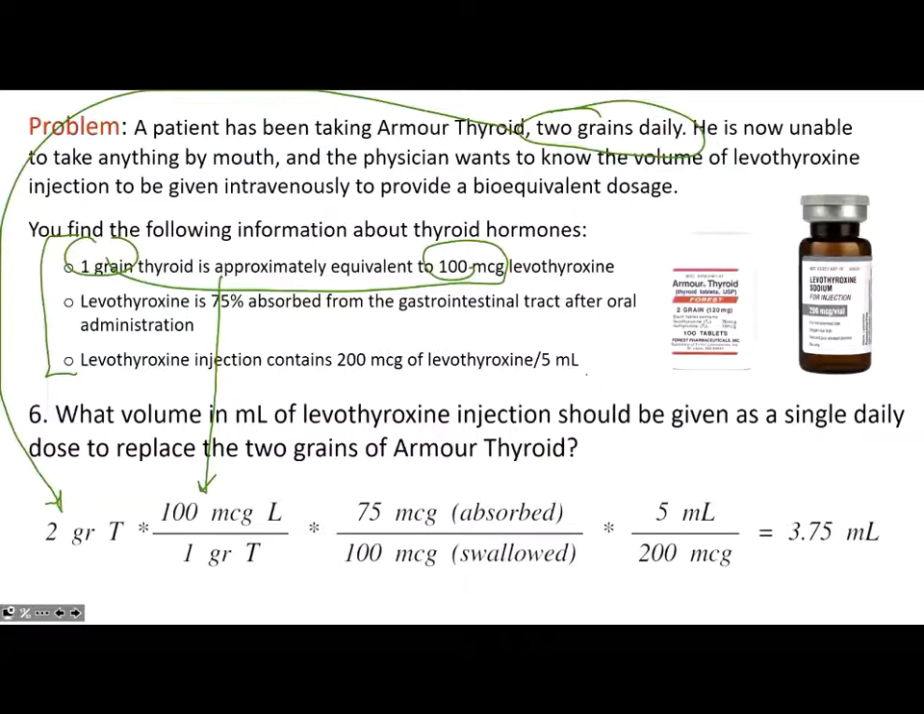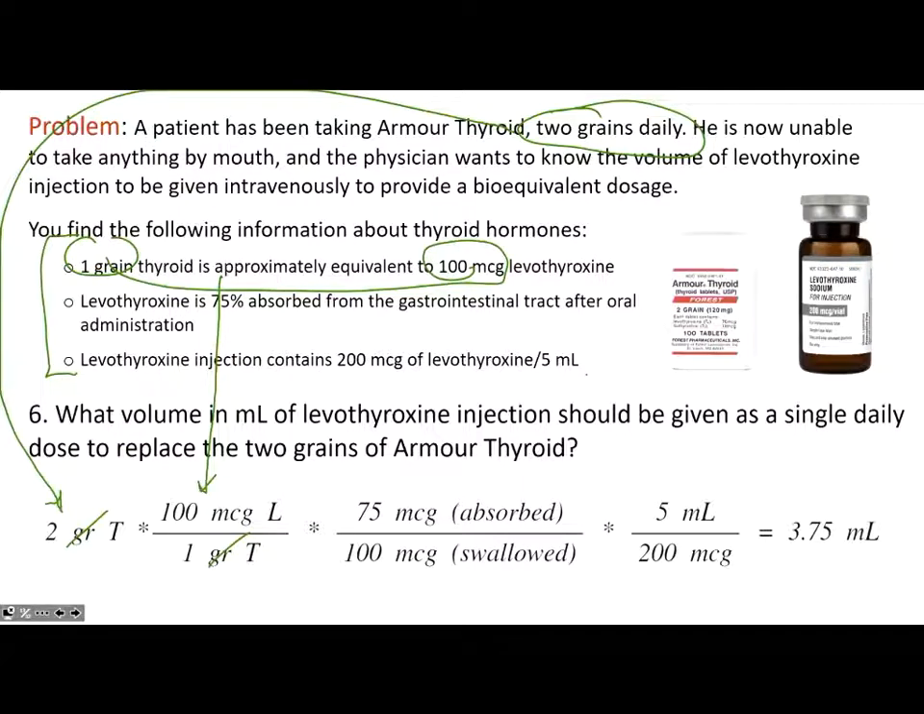So if we multiply by 100 micrograms of levothyroxine per 1 grain of thyroid, then grains of thyroid will cancel, and I will be in micrograms of levothyroxine. Okay? That's the amount of levothyroxine he's been getting in his pill, swallowed every day. All right? So I not so much cared about how much he's swallowing. What I want to know is how much is getting into his blood.